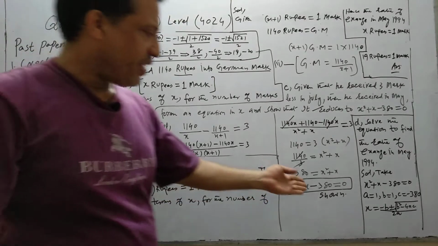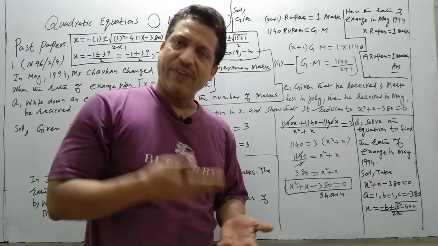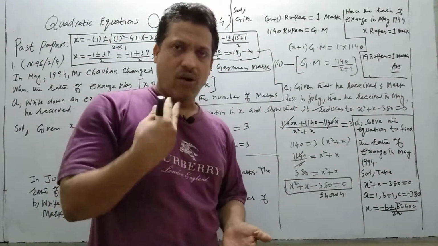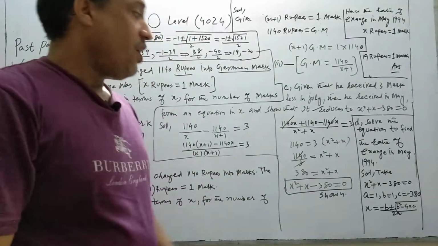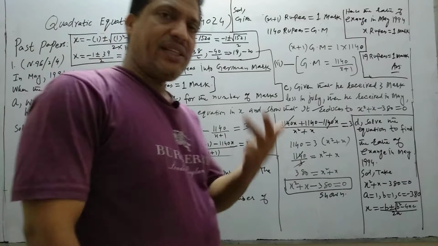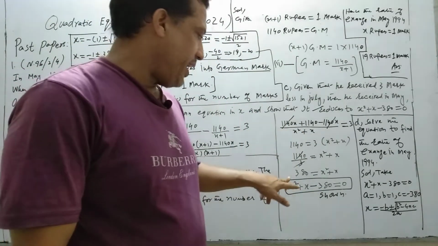How to solve this equation? Student, we have so many methods: method of factorization, completing the square, or quadratic formula. I am solving this equation by using the quadratic formula. For the quadratic formula, we need three constants a, b and c. What is the coefficient of x square?